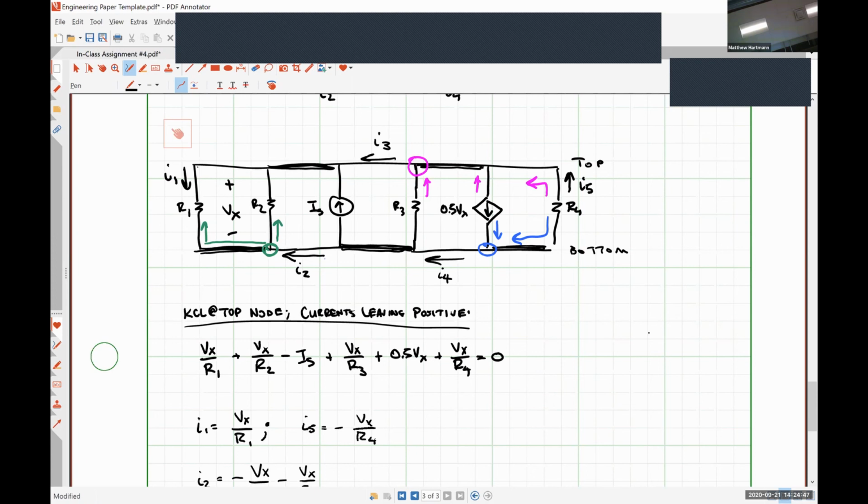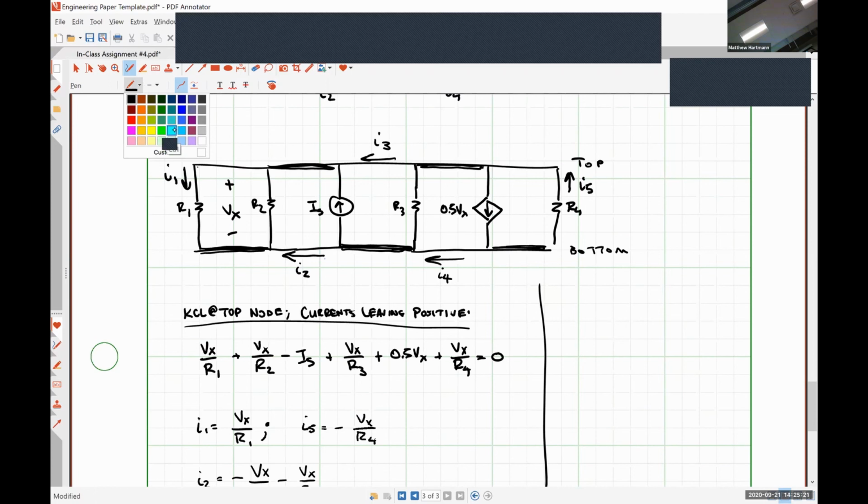So here's the issue, and I'll try to squeeze it in here. Let me erase some of this stuff. The polarity of Vx is what it is because it's defined in the problem statement, so we don't have any room to do anything about that. Now, we do absolutely have a choice as to the direction that we define all of our resistor currents.